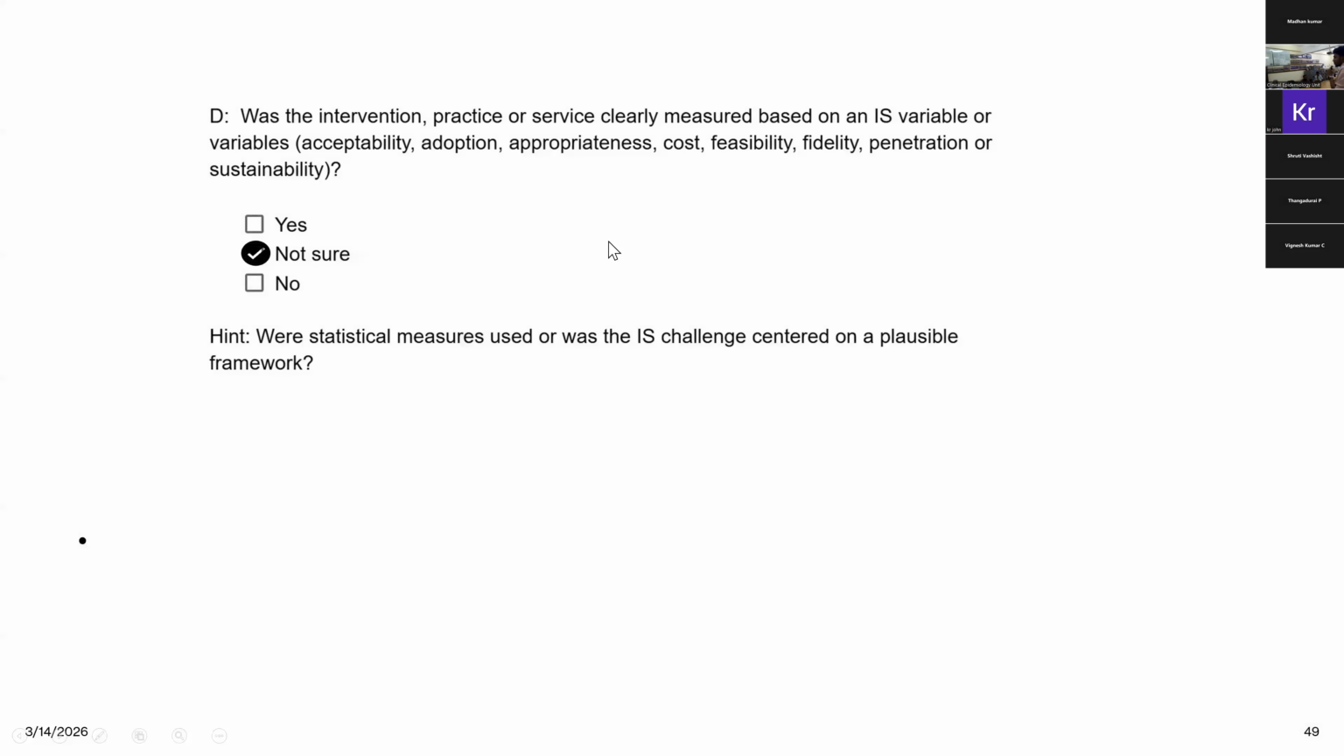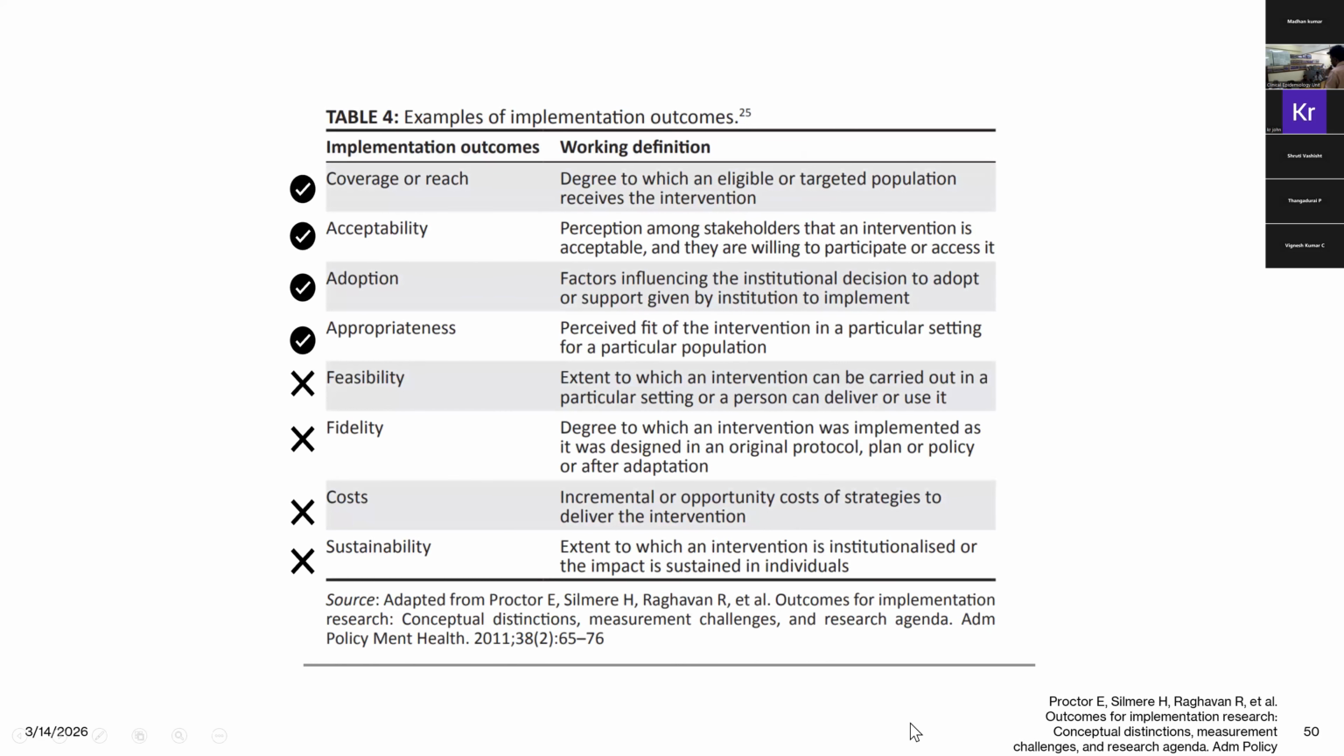So next, coming to whether the intervention, practice or service was clearly measured based on an implementation science variable or variables. For this, I have given a not sure because they have not clearly mentioned these clear-cut terms of implementation science outcomes. But when we looked at the studied outcomes and the discussion from the study, we were able to find out that they have evaluated certain outcomes of implementation science.